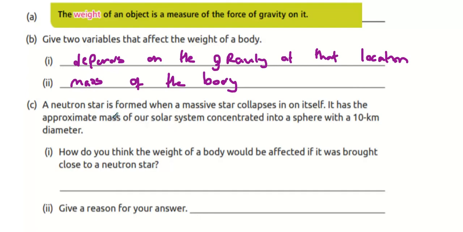Okay, a neutron star is formed when a massive star collapses in on itself. It has approximate mass of our solar system concentrated in a sphere that is 10 kilometers diameter. How do you think the weight of a body would be affected if it was brought close to a neutron star? Well, a neutron star has massive gravity. So if you were standing on the surface of a neutron star, you wouldn't be able to leave it because the gravity would be too strong. So the weight of the body would drastically increase.